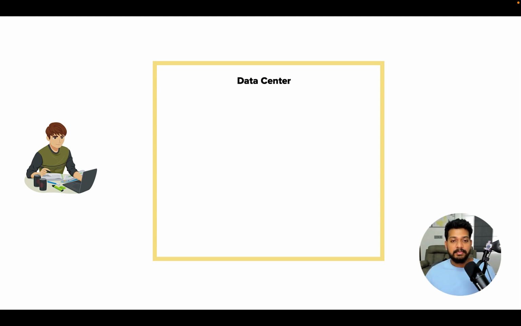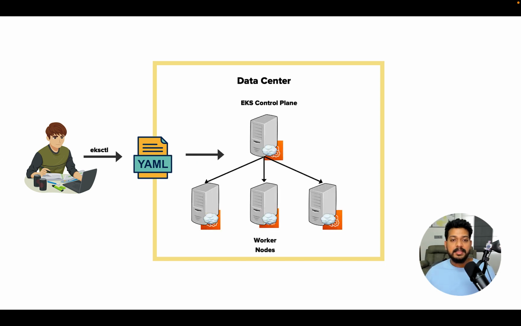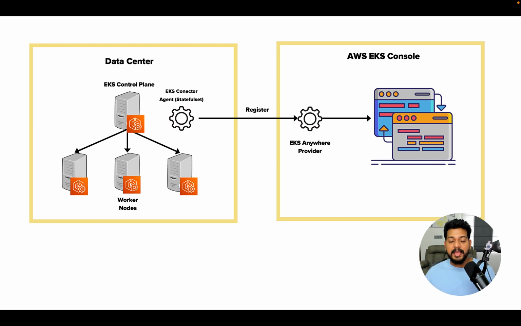For example, for VMware, you have to create a YAML configuration with all the network and vSphere configurations, and then you use the config file with EKSCTL to deploy the cluster. All the steps are well documented in the AWS documentation, and I have linked all the documents and resources in the description. Once the clusters are provisioned, you can manage the EKS Anywhere cluster from the AWS EKS Cloud Console by registering it using the EKS Anywhere provider.